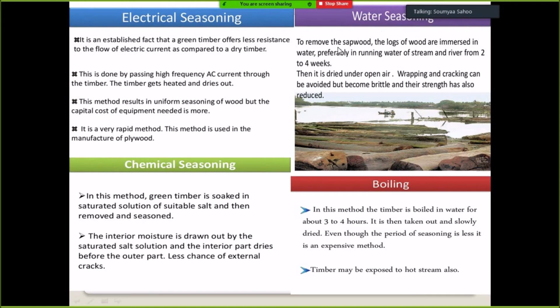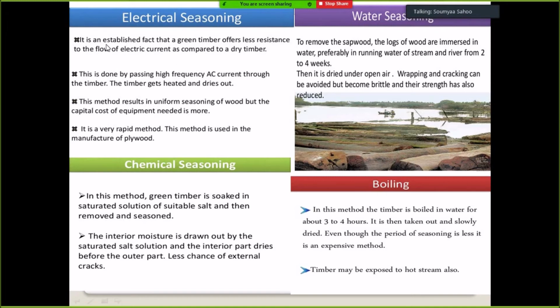In case of water seasoning, to remove the sapwood, the logs of wood are immersed in water, preferably in running water of a stream or river, for 2 to 4 weeks. Then it is dried under open air. Warping and cracking are avoided, but the timber becomes brittle and its strength is also reduced.